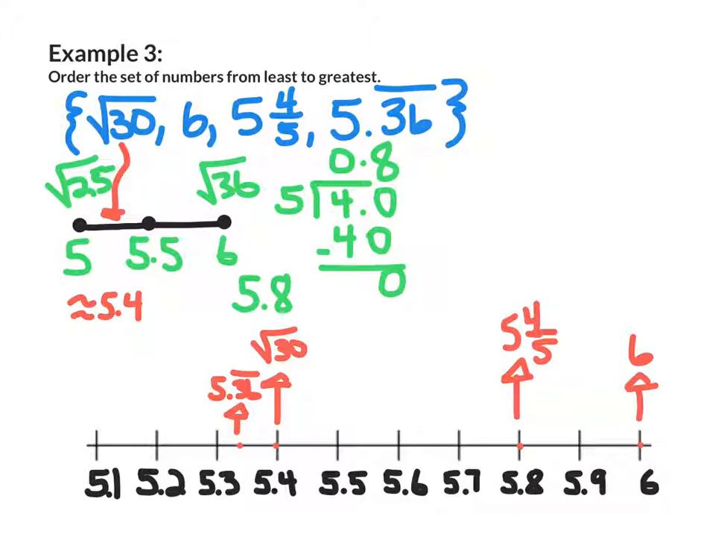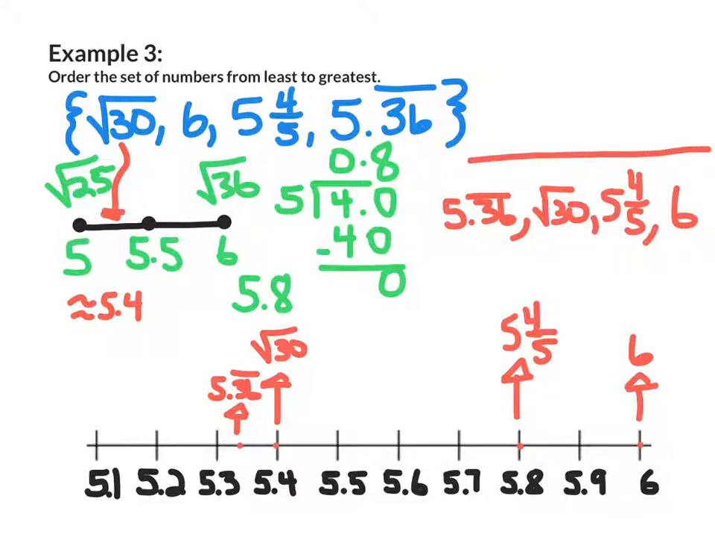Now I'm going to list them. Now I can see which number is the least, which is 5 and 36 being repeated. I have the square root of 30. I have 5 and 4 over 5. And then I have the number 6. So this is my answer.